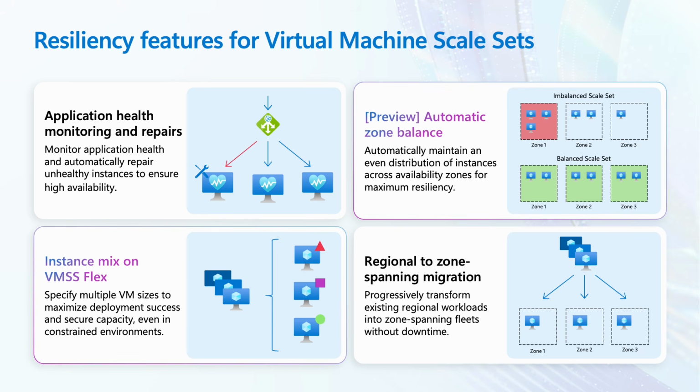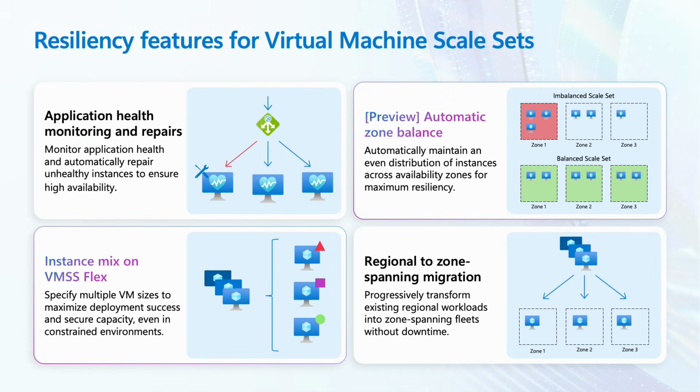Next, let's talk about automatic zone balance, currently in preview. For zone-spanning deployments, your resiliency relies on having instances evenly distributed across zones. However, scaling actions or capacity constraints can sometimes leave your scale sets unbalanced, perhaps with too many VMs in Zone 1 and not enough in Zones 2 and 3.